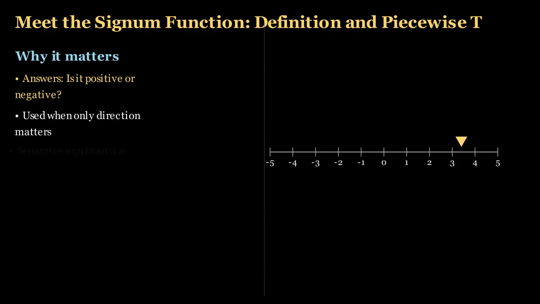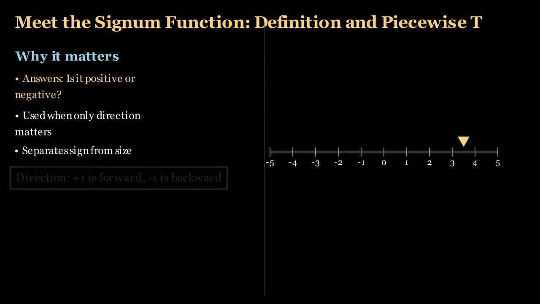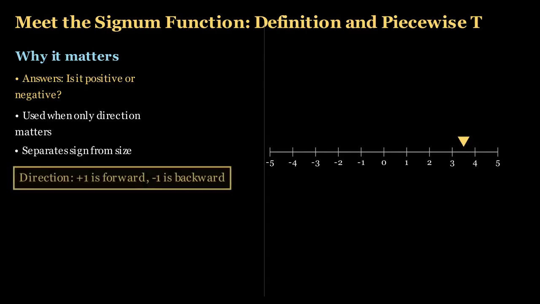In physics, it can tell you the direction of a force. In math, it's a building block for more complex functions that behave differently for positive and negative inputs. It lets us separate a number into two parts, its sign, which is the direction, and its magnitude, which is the size. This idea of splitting a problem into cases based on the sign is a powerful way of thinking.